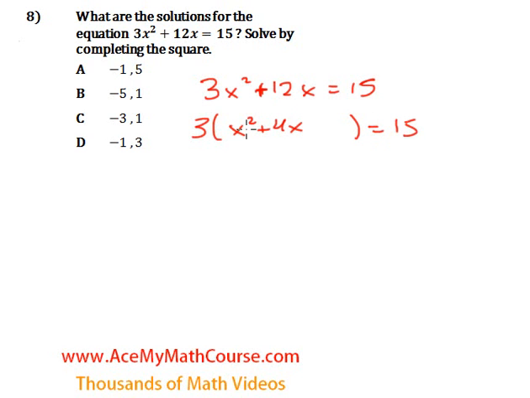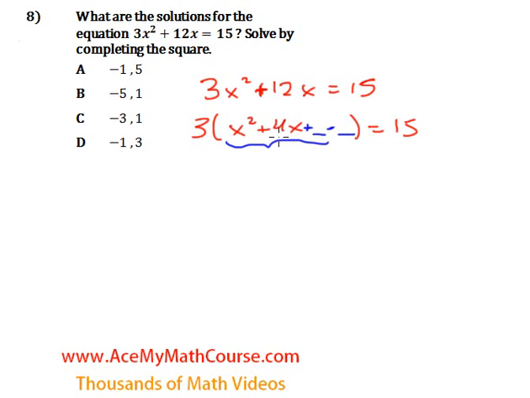Okay, now what? We have factored out the 3. Now we want to add a number over here that will give us a perfect square trinomial. We're also going to take it away though, because we don't want to change the equation, do we? No, we don't. So by adding and taking it away, we're actually not changing anything.